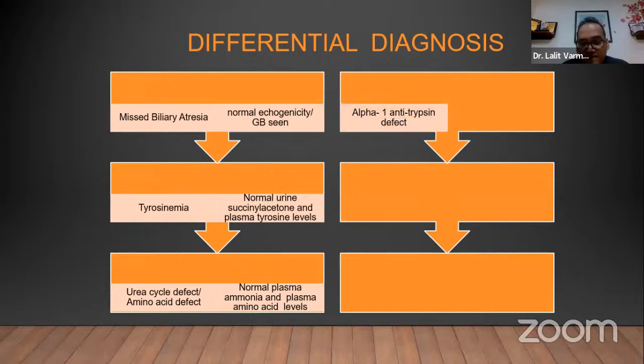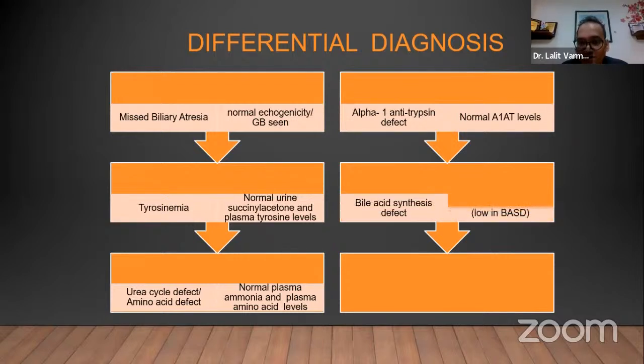It is not alpha 1 antitrypsin because we did an A1AT level, which was normal. It is not a bile acid synthesis defect because our bile acid was elevated. Bile acid synthesis defect is an upcoming thing; we have been picking up more cases day by day. It is again a genetic condition. In this condition, the bile acid is low, but in our patient it was 127, which was high.